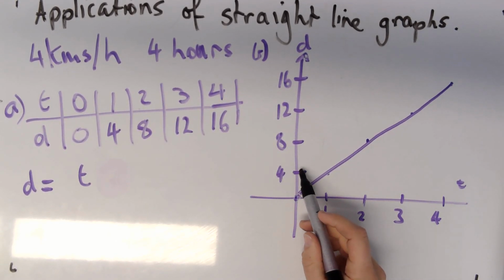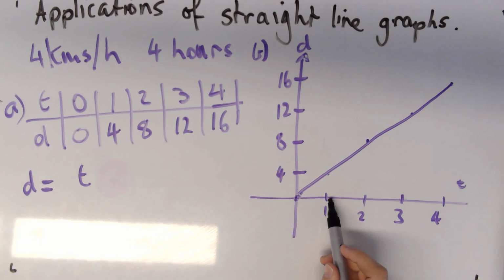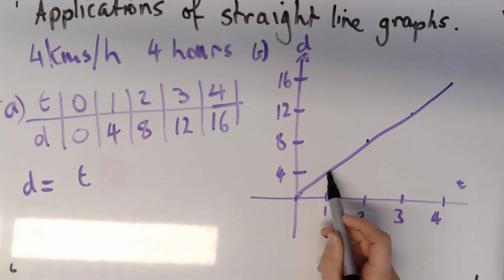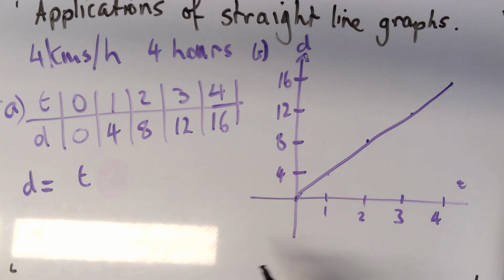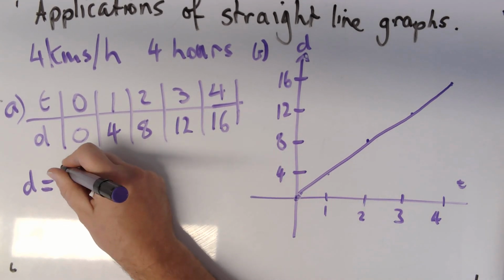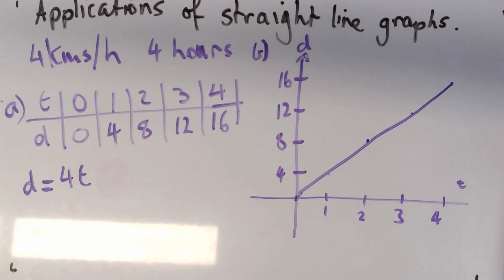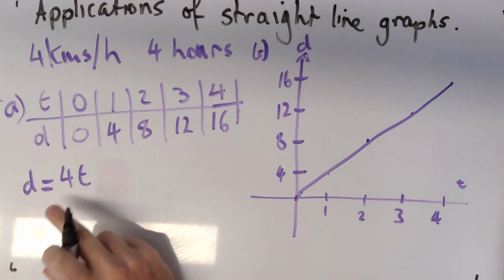Then we need to think about our gradient. How much do I go up by, how much do I go across? For every 1 across, I go up by 4. So if you like, my rise is 4 divided by my run of 1, which is just 4. So my distance equals 4t. So for every 1 hour, I go 4 kilometers.